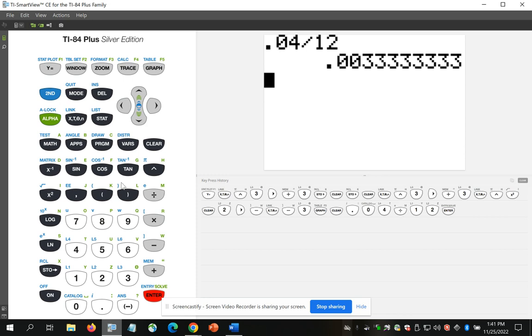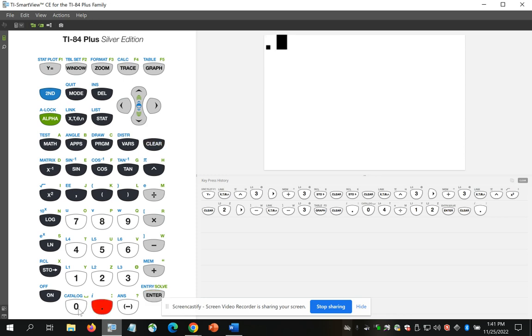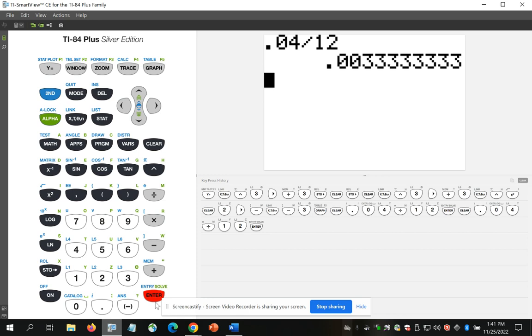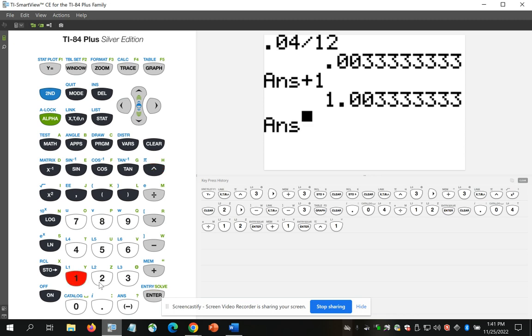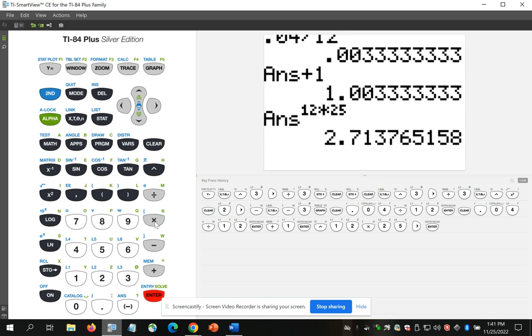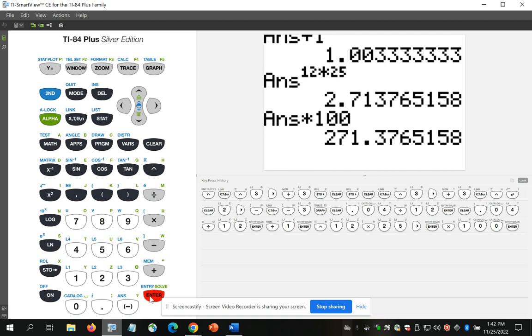We did 0.04 divided by 12. We have to add 1, then raise that to the exponent 12 times 25, get the answer, and then multiply that times 100, which was the initial amount of money. So we get 271.38 if you round it to 2 decimal places for money.